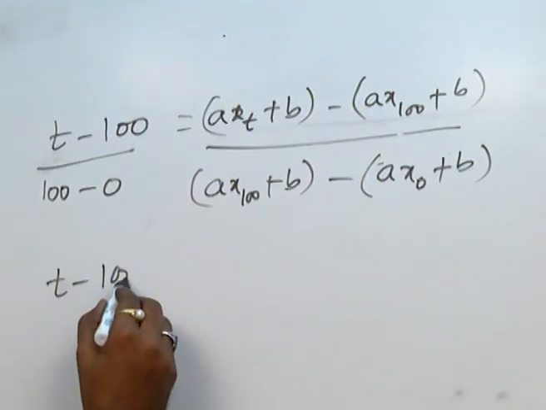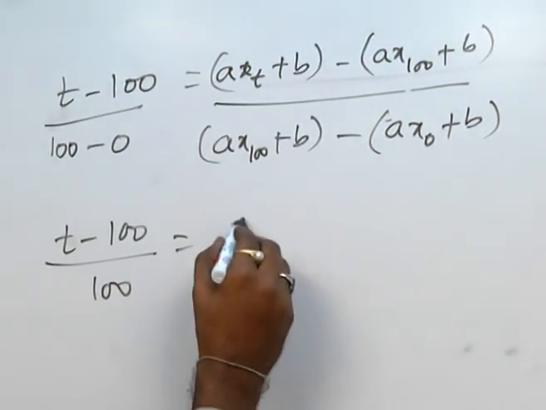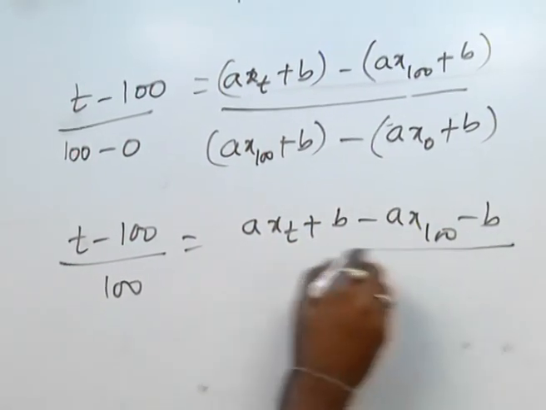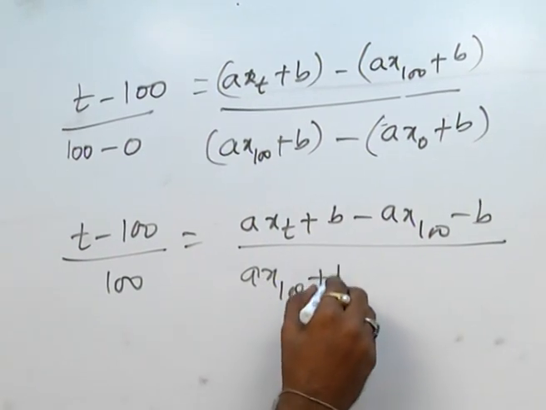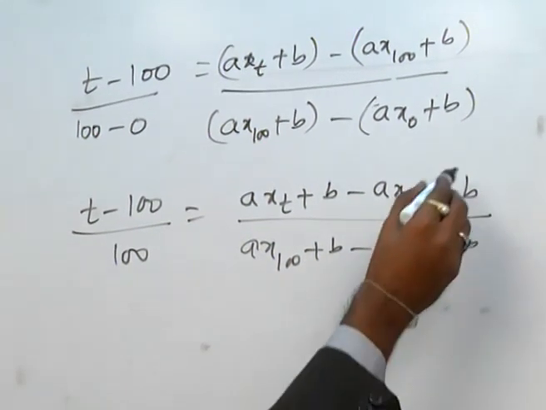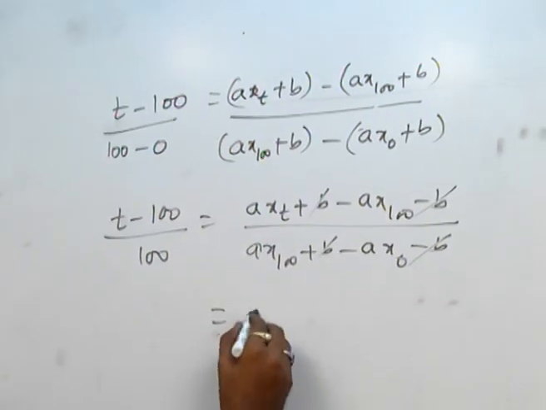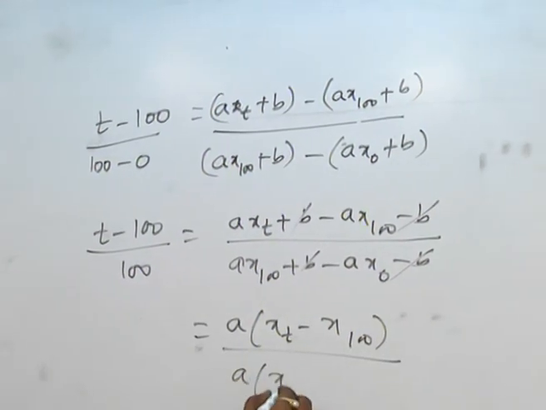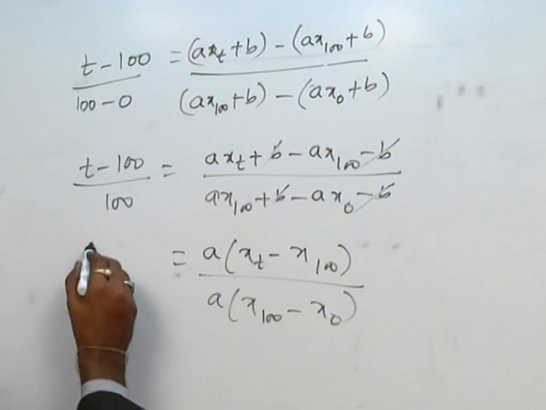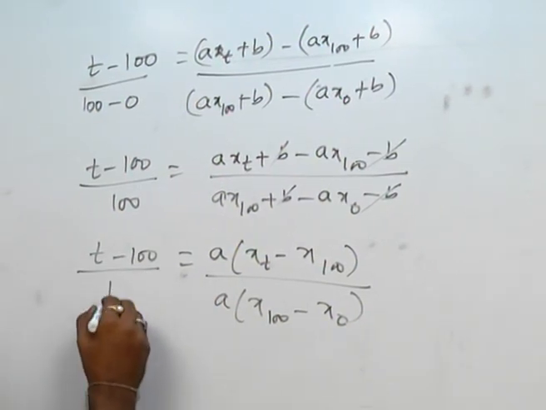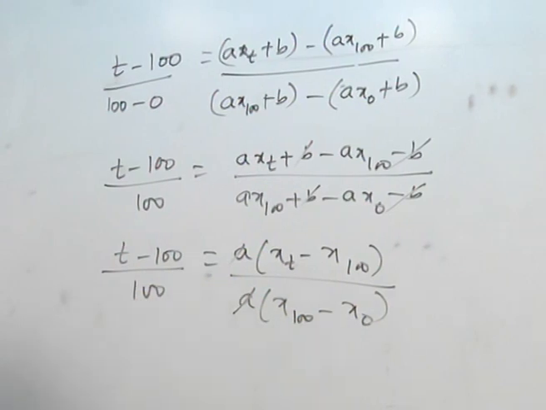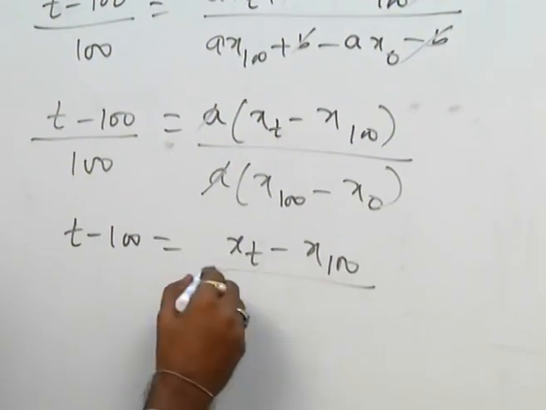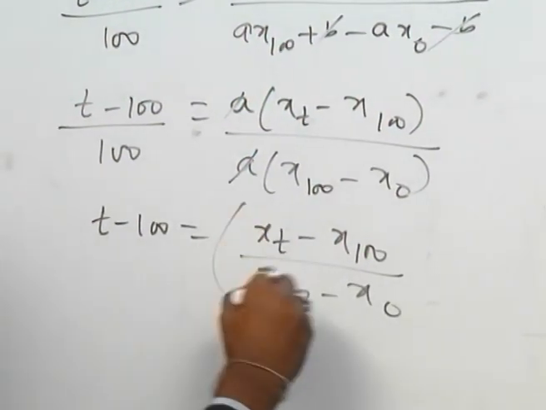See, T minus 100 by 100 is equal to A·XT plus B minus A·X100 minus B, by A·X100 plus B minus A·X0 minus B. Here B is getting cancelled. A is common, so A cancels. See, T minus 100 over 100 equals XT minus X100 by X100 minus X0.